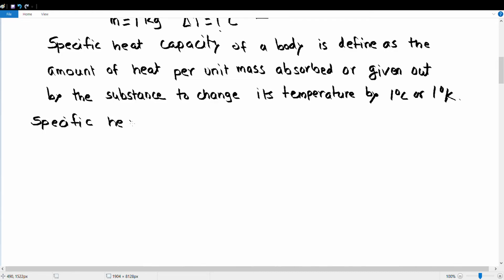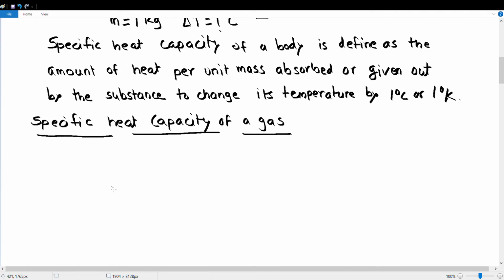Specific heat capacity of a gas. Gases are different from solids. Gases do not have a definite shape or a definite size. Now let us consider a container which has an airtight piston. This piston is movable and the gas is enclosed in it.